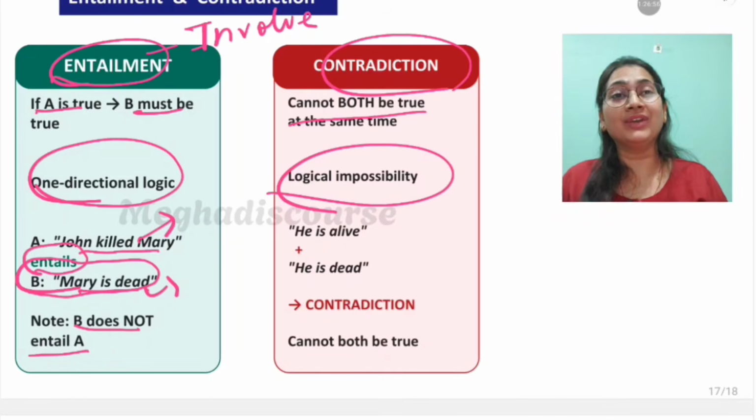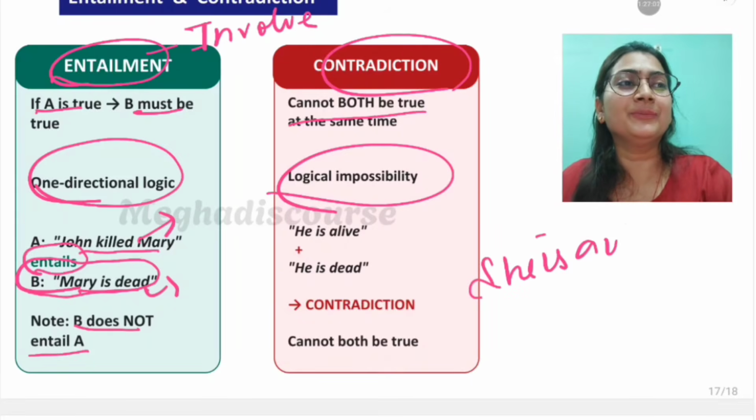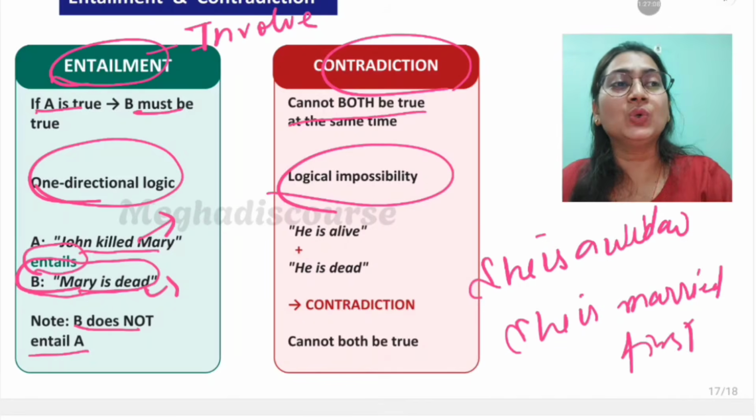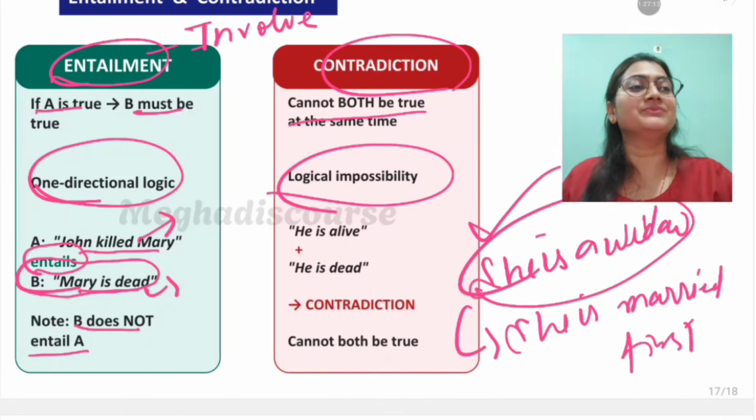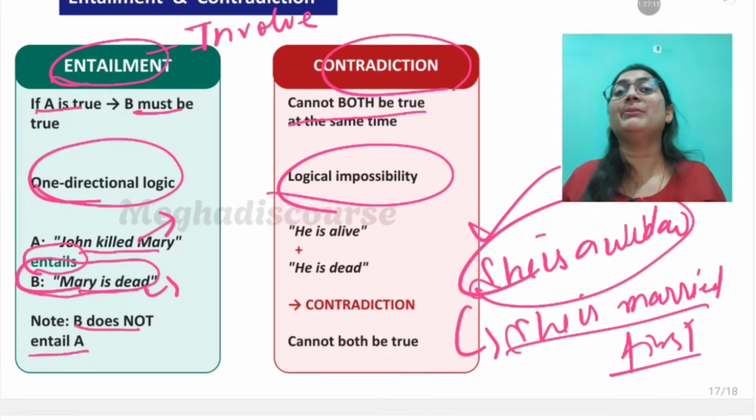Another, like if I say she is a widow, it means she was married first. So if this is true, it means this is entailing. Okay. So this is what entailment means.